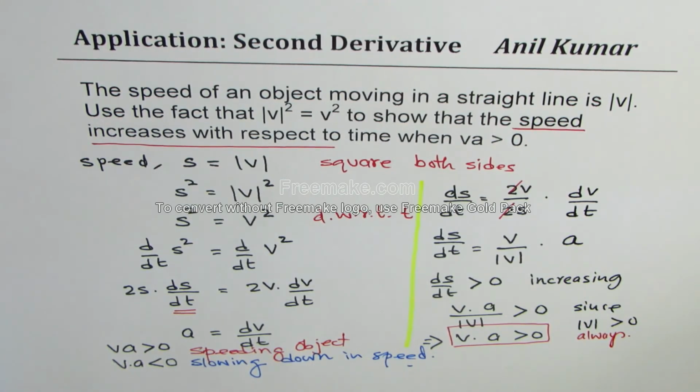And now in different examples from now onwards, we'll use this concept. Whenever we have to find the speeding duration of an object, we'll see when the product of velocity and acceleration is positive. And if you want to find the slowing down duration, find the interval where the product of velocity and acceleration is negative. I hope that helps.